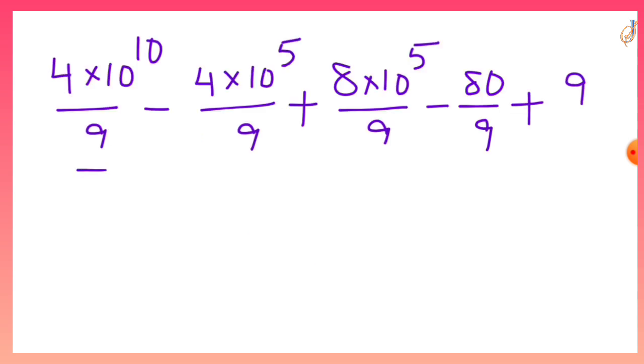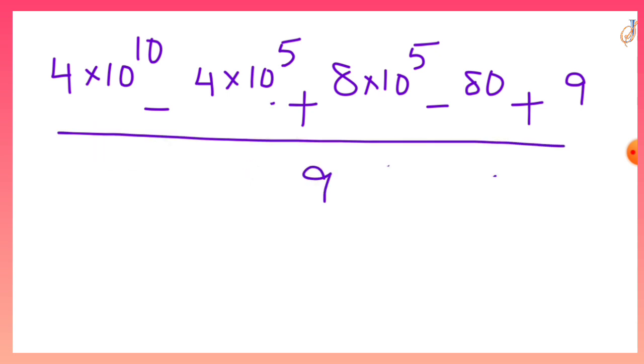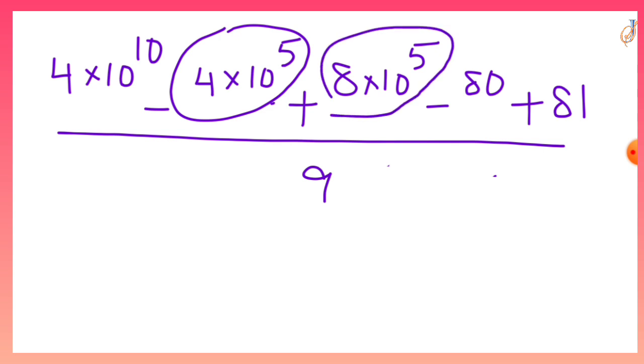So here we have 9 over 9. If you take LCM as 9, then you will get the whole 9. Here we have 9 times 9, which is 81. Observe these two terms, minus 4 times 10 power 5 plus 8 times 10 power 5. After simplifying, you will get plus 4 times 10 power 5, isn't it? This is these two terms.